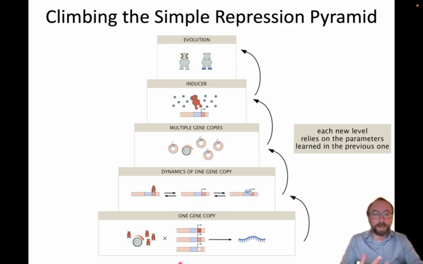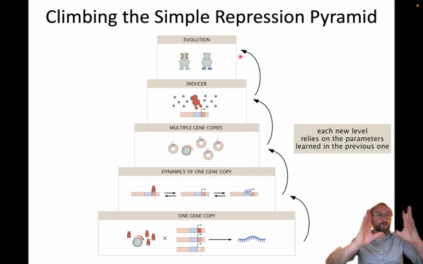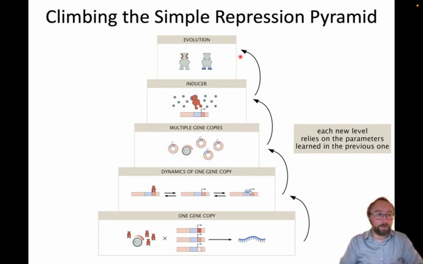Like I showed you what happens when we try to predict what happens when you have one gene copy. Okay, we can use that to predict what happens when you have multiple gene copies. There's also another layer that we could explore if people are interested that has to do with noise and transcriptional bursting. You can use that to predict then what happens when you add the complexity of inducer and when you add, for example, the complexity of changing different domains of the repressor due to evolution.